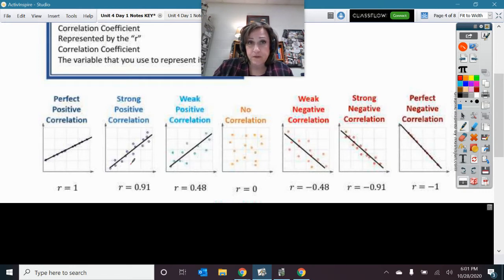Now, take a look at these other numbers. They are decimals. So an R value is between negative 1 and positive 1. The closer you get to positive 1, the stronger the positive correlation. The closer to 0, the weaker the correlation. Over here on the negative side, a negative 0.48 is a weak negative, but the closer we get to negative 1, the stronger the negative correlation.